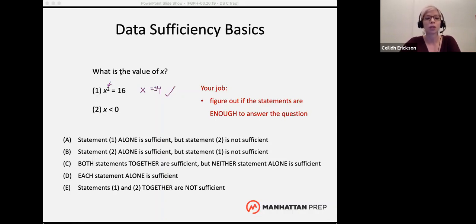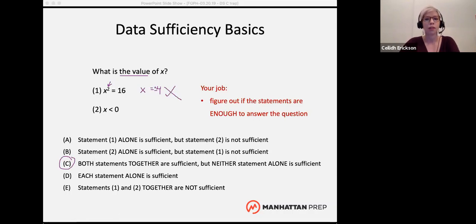Well, that doesn't answer the question about the value. That gives us two possible values. So that actually was not sufficient. Statement 2 on its own, just knowing that it's negative, is not going to give us a value for x. But if we use both together, that clearly gives us x must be -4. We have our answer.